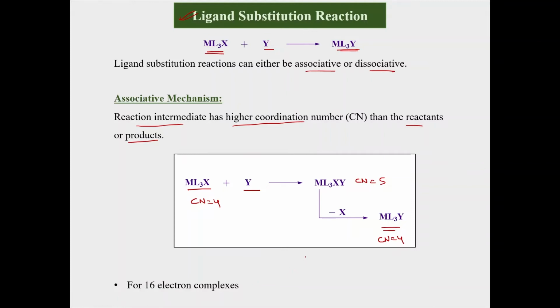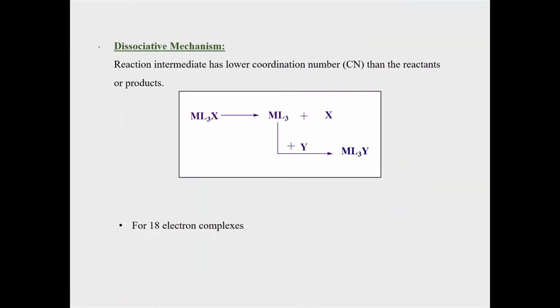Moving on to the next way, the dissociative mechanism. This is the other pathway by which ligand substitution reactions take place. In this case, the reaction intermediate is ML3, which has a lower coordination number than both the reactant and the product. So here the reactant again has a coordination number of 4, whereas ML3 has a coordination number of 3 and ML3Y has a coordination number of 4 again.